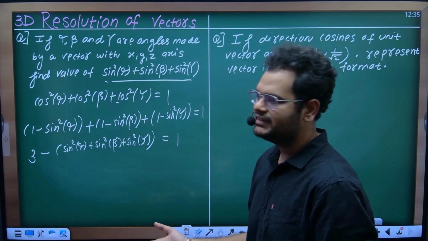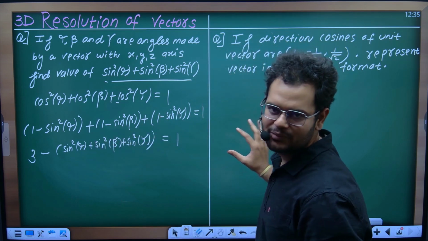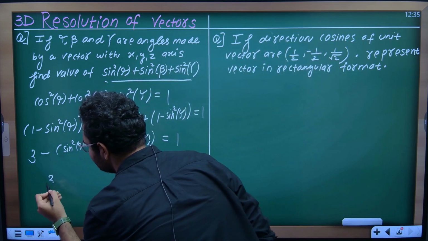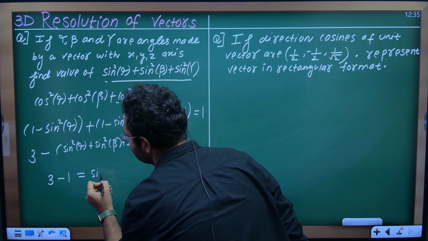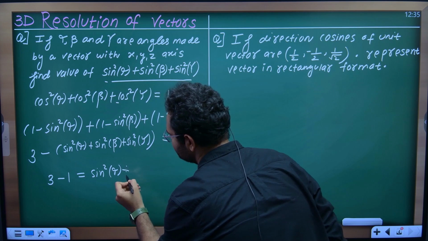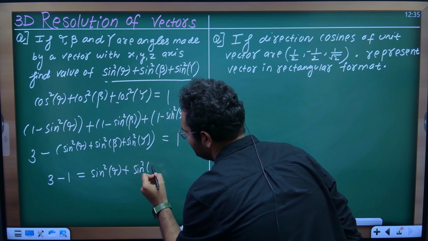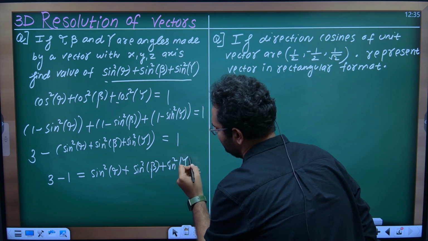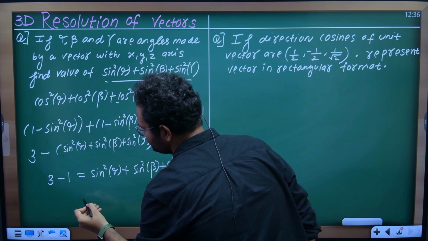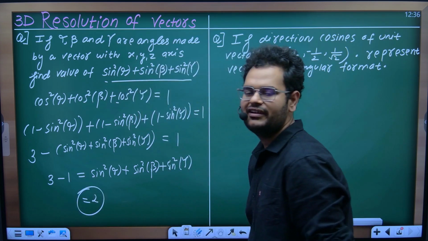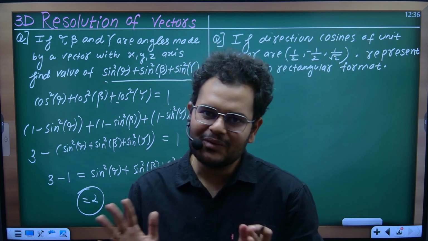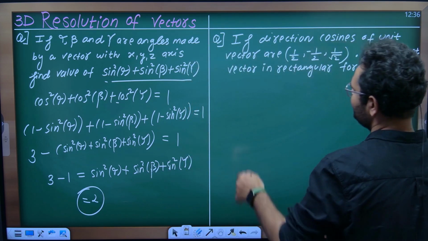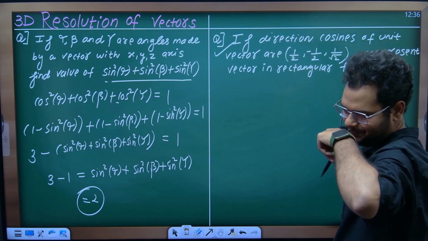Now you just adjust. You take sin square alpha plus sin square beta plus sin square gamma to the right side, and 1 you can take to the left side. So I can say 3 minus 1 is equal to sin square alpha plus sin square beta plus sin square gamma. So 3 minus 1 is what? So the answer is 2. This is my correct answer. Very easy. Formula-based questions only. Another important question. Many questions we are going to discuss.